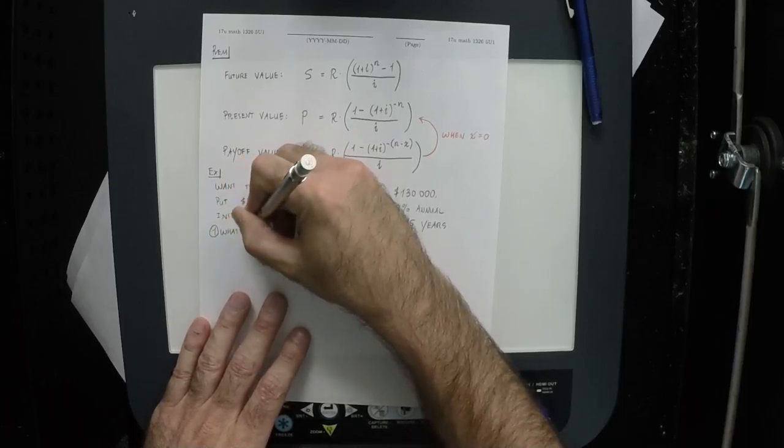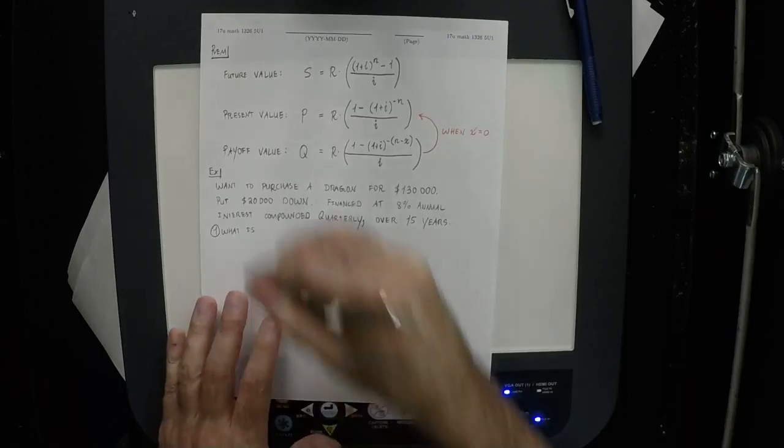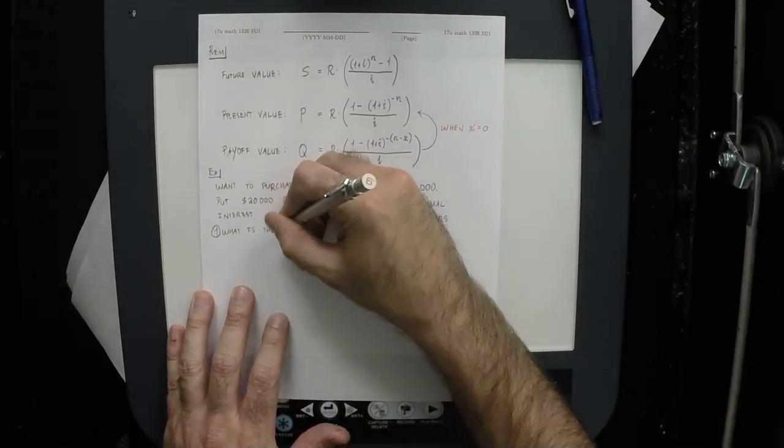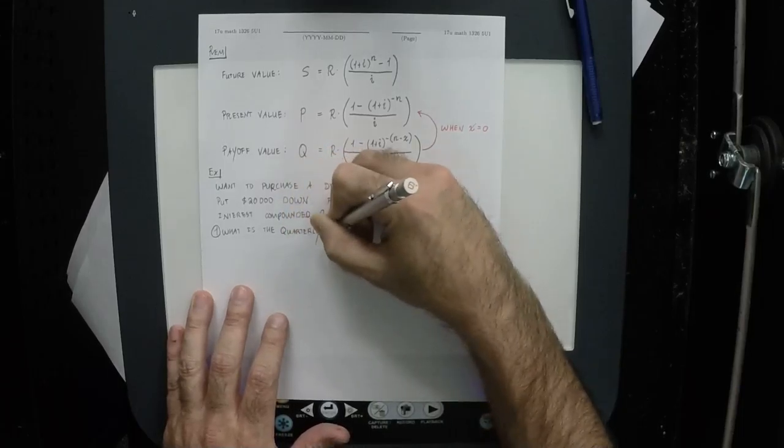is, now in order for this to be an ordinary annuity, ordinary annuities require that the payment frequency is the same as the interest compounding frequency, which means that it would not make any sense for me to ask what is the monthly payment. That doesn't make any sense. Why does that not make any sense? Right. What do the payments need to be? Quarterly. So what is the quarterly payment?